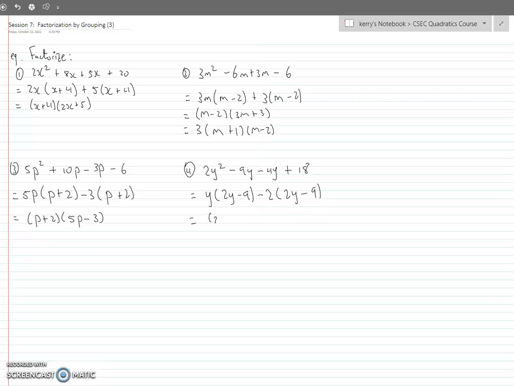So we can withdraw that 2y minus 9. And what we will be left with in the second set of brackets is y minus 2. Now again, if you are unsure about how I go from step 1 to step 2 or step 2 to step 3, go back into the previous videos and you will get it.